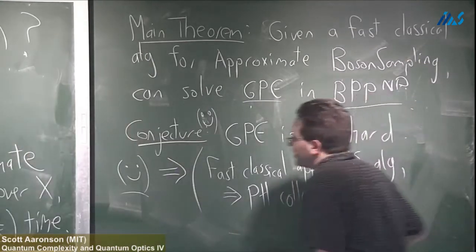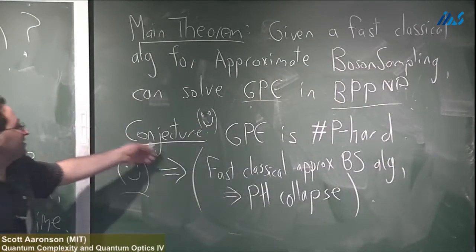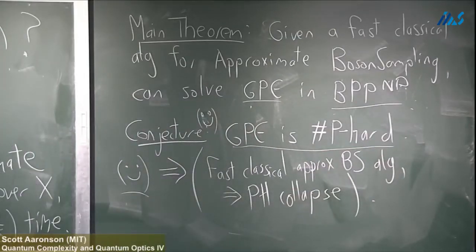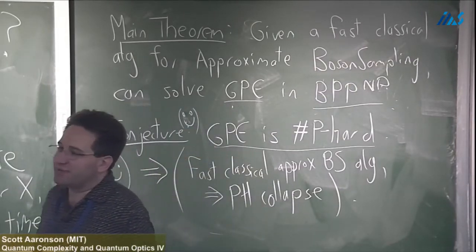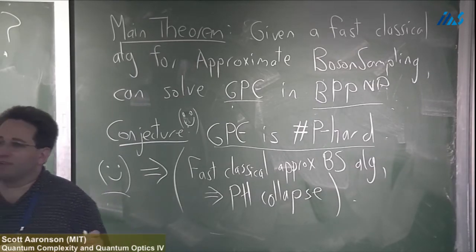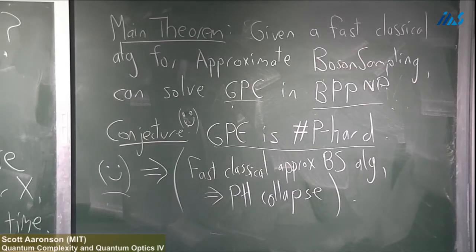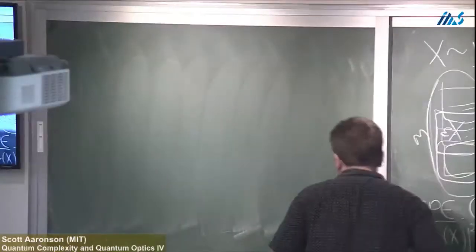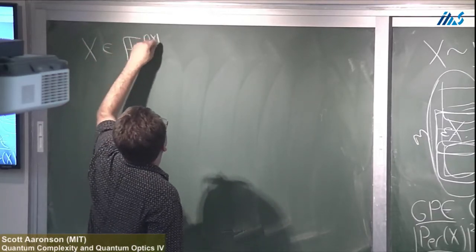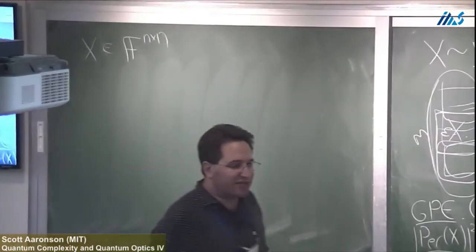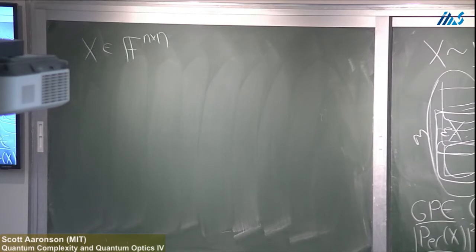Now, this seems like a pretty bold guess. So why might anyone believe this? Well, this is where we're going to start for the first time to use the special properties of the permanent in complexity theory that make it different from just any old sharp P complete problem. The permanent is well known in classical computer science to have an amazing property which is called random self-reducibility. So let me explain what that means.